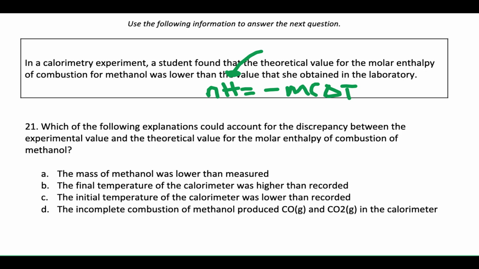And we can keep going. The first three, if we did look at it, would make it higher. Now, we didn't cover this yet in my class. We don't do it till organic, but because the incomplete combustion of methanol is producing some other products, and because it's incomplete combustion, that's going to give you a lower temperature change, which would lower this whole side. In the end, would make that value lower than the theoretical.